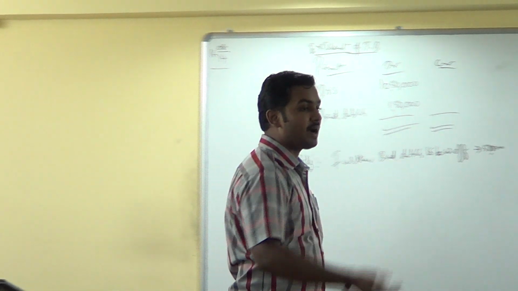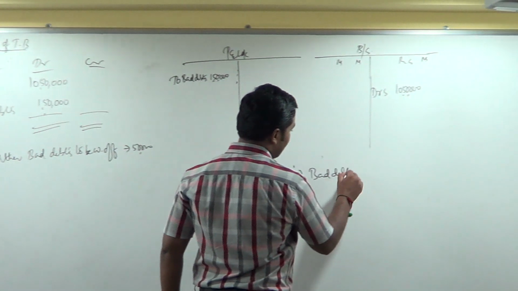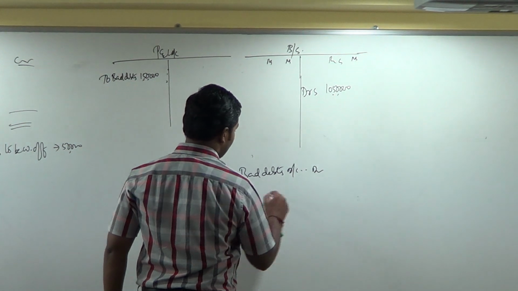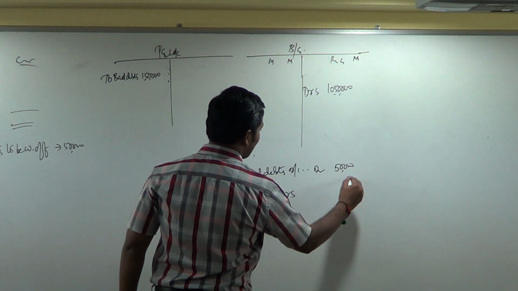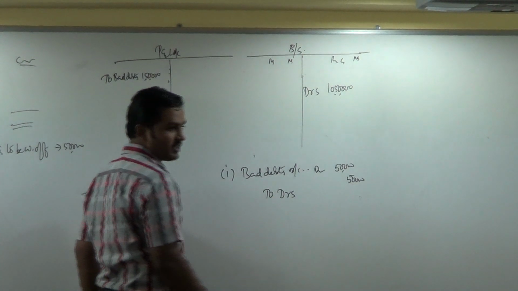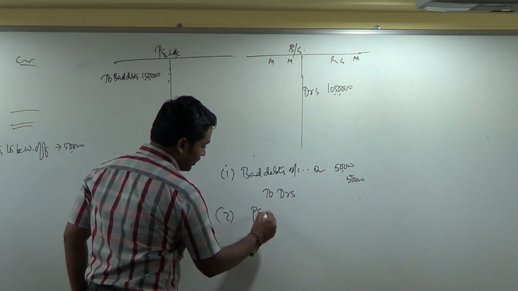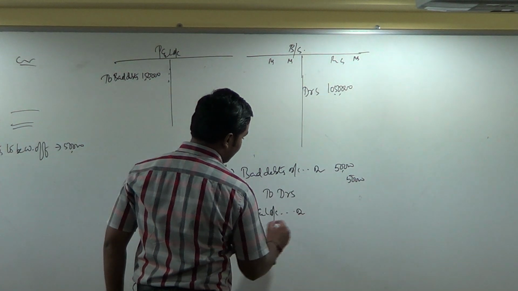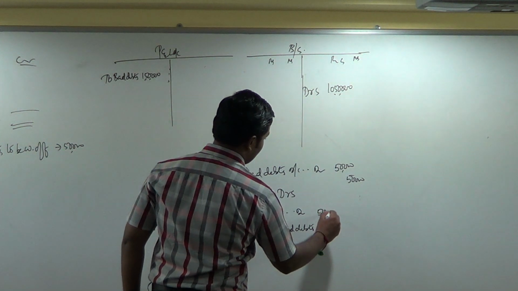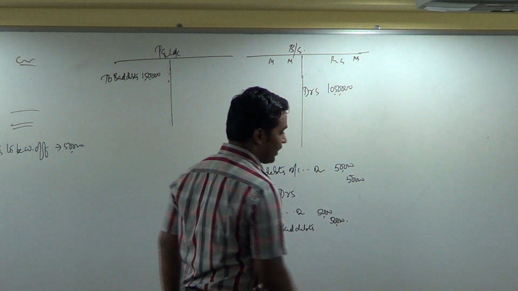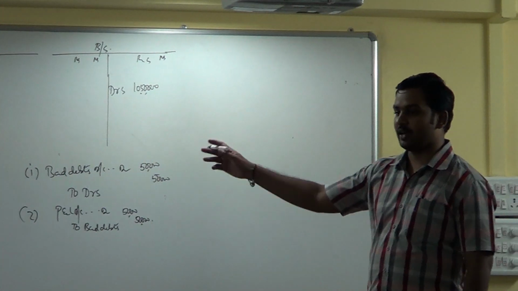What are the entries you have to pass for bad debts now? Bad debts account debtor to debtors account, 50,000. Don't be in a hurry. What is the second entry you have to pass to close this bad debts? P&L account debtor to bad debts account 50,000. So you have to pass two entries for the further bad debts to be written off.